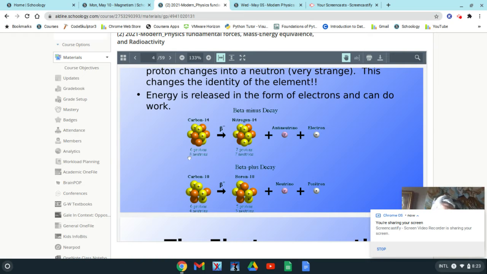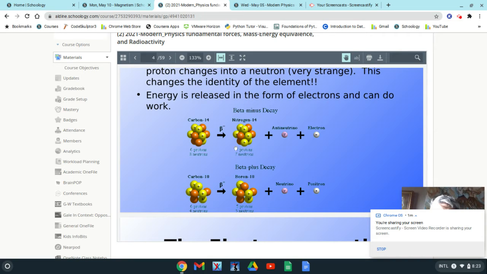Through the weak force, one of these neutrons decides it wants to become a proton, and obviously it can't just go from neutral to positive. So it has to not just turn into a proton, but at the same time release an electron, so that it releases it right there. And we can see that the carbon-14 changes from 6 protons to 7 protons.